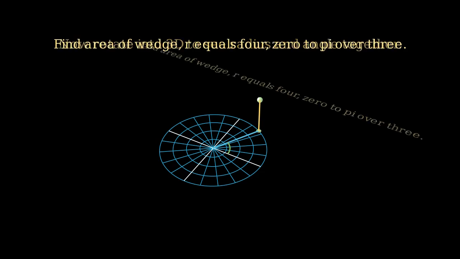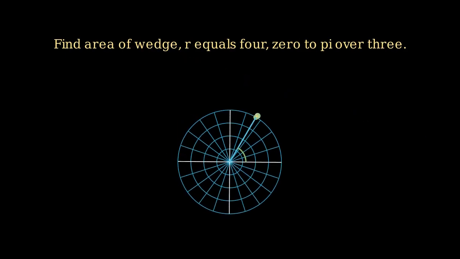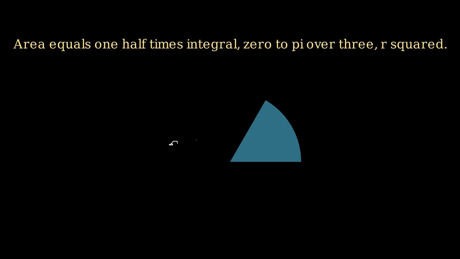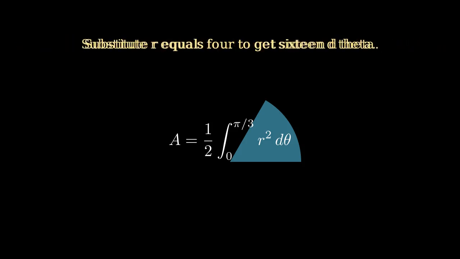Now let us find the area of a polar wedge, using the curve where r stays constant at 4, swept from theta equals 0 to theta equals pi/3. We begin with the area formula, area equals 1/2 times the integral from 0 to pi/3 of r squared d theta. Substituting r equals 4, we get area equals 1/2 times the integral from 0 to pi/3 of 16 d theta.